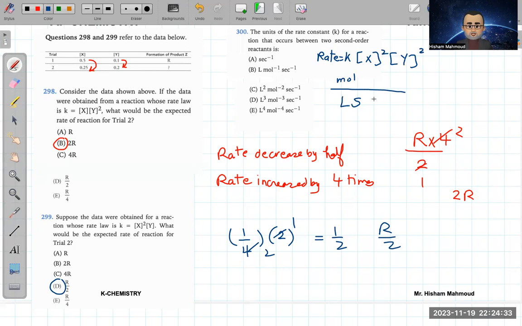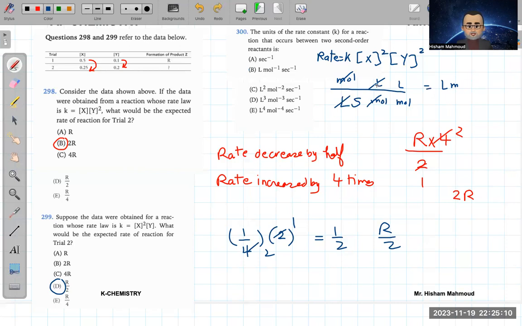Mole per liter per second, and then this is mole over liter. So it is L mole to the -1, second to the -1. So the answer is B. Correct? Yeah. Y is giving a different answer here. Let's try to do it again. This is repeated 2 times.